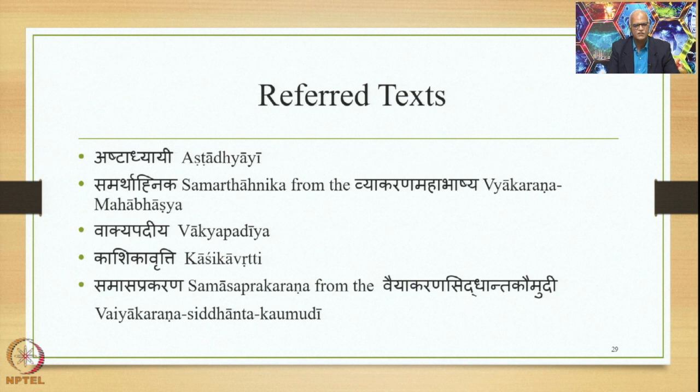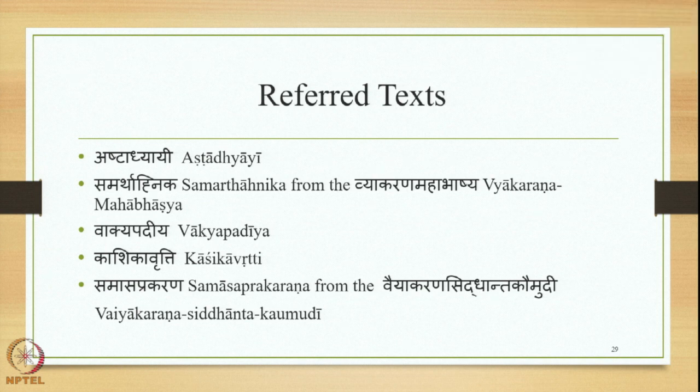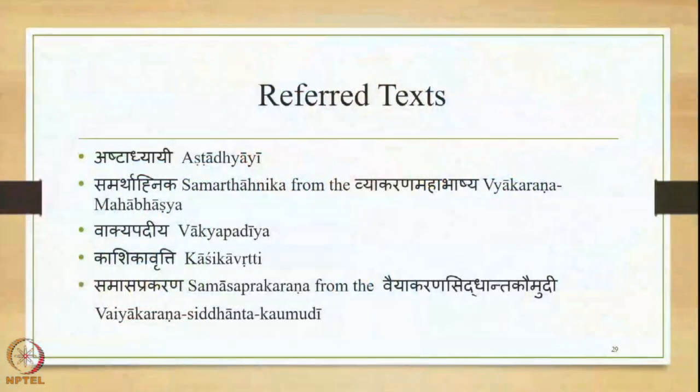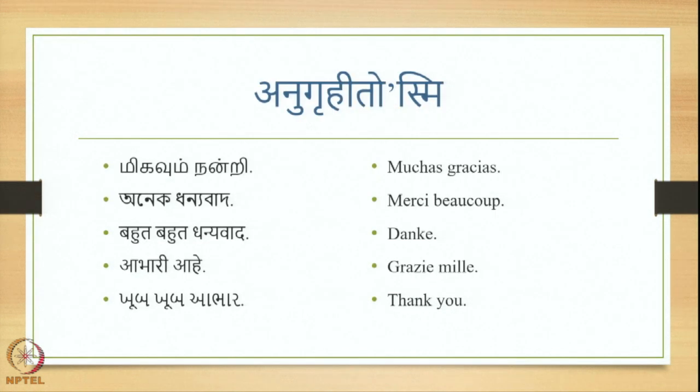These are the texts referred to. We continue studying the samāsāntapratyaya stated in the section 5.4.107 up to 5.4.112 from these sources: Aṣṭādhyāyī, Samarthāhnika from the Vyakarana Mahabhashya, Vakyapadiya, Kashika Vritti and Samasa Prakarana from the Vyakarana Siddhanta Kaumudi. Thank you very much.